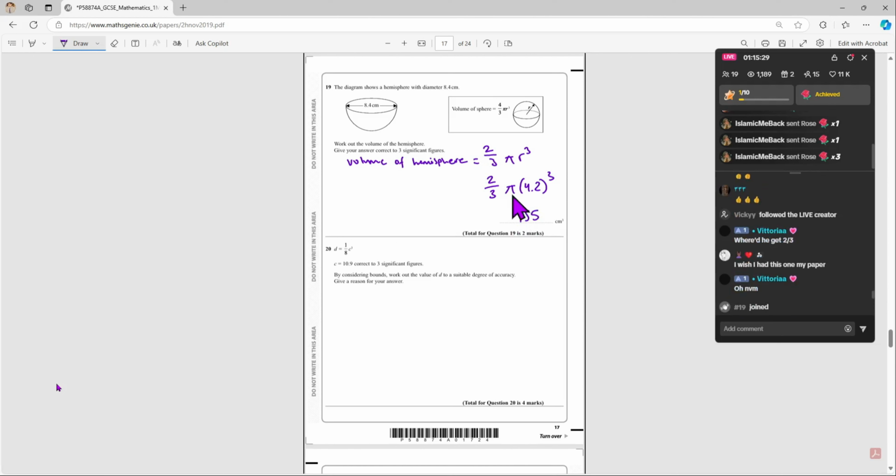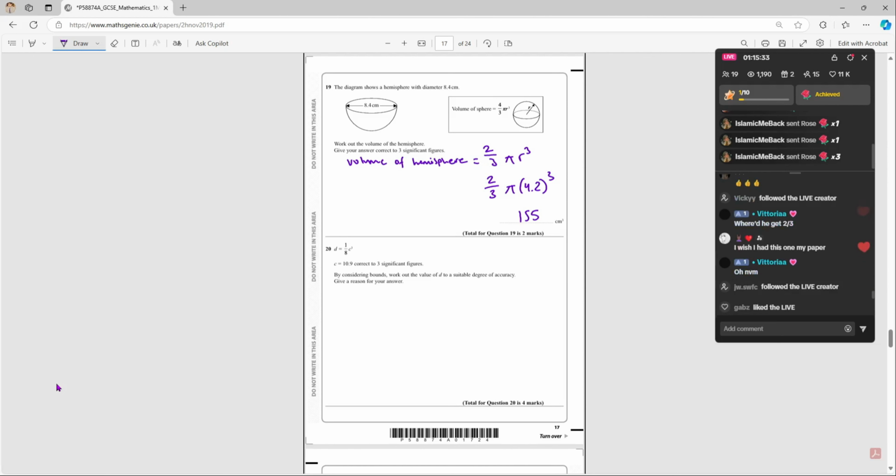Where did I get 2 over 3 from? It's because a hemisphere is half a sphere. So we have to halve the fraction to get our formula for the hemisphere.